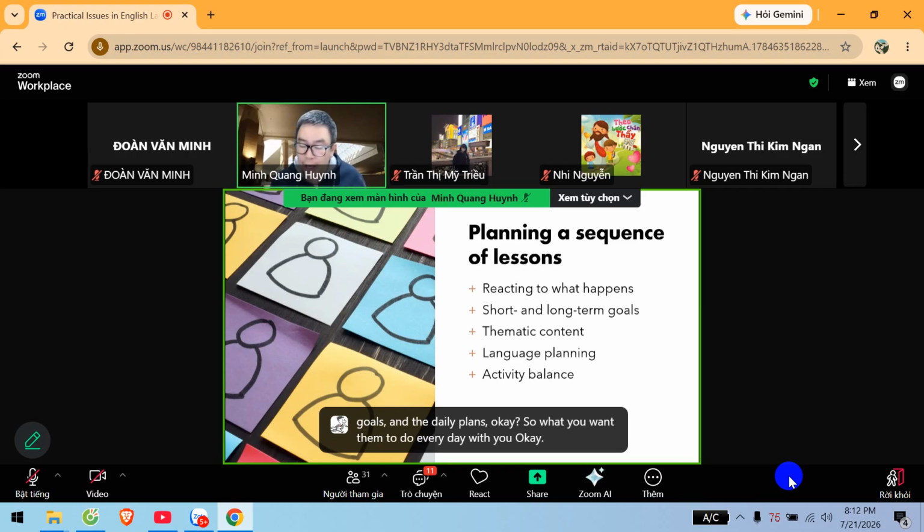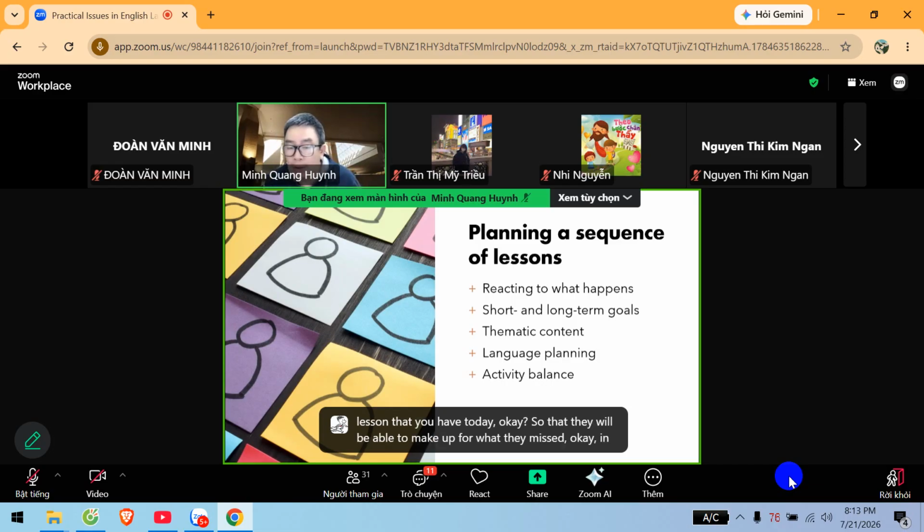And when you add all of the daily plans together, you have what we call a sequence of lessons. So when you plan a sequence of lessons, these are the things you need to pay attention to. You need to react to what happens. For example, today you teach a new lesson and the students don't understand it, they don't participate, they don't do well. So maybe the next day, you don't carry on with what you already planned, but you spend some time to review the lesson that you had today, so that they will be able to make up for what they missed in the first place.